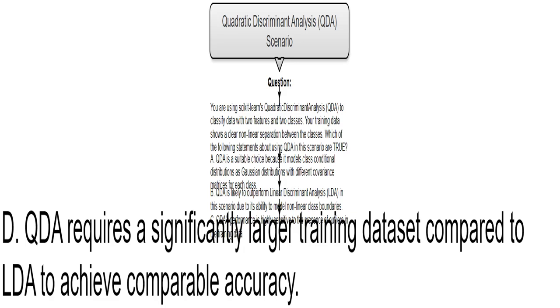Since QDA estimates more parameters, separate covariance matrices for each class, it generally needs a larger dataset for reliable estimation. Think of it like this. With more parameters, you need more data points to constrain the model sufficiently and avoid overfitting to the training data. So, yes, QDA is more data hungry than LDA.